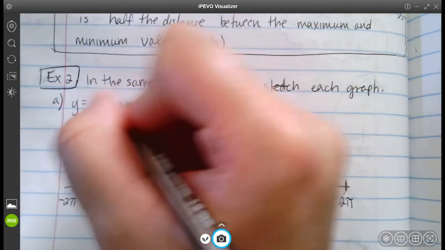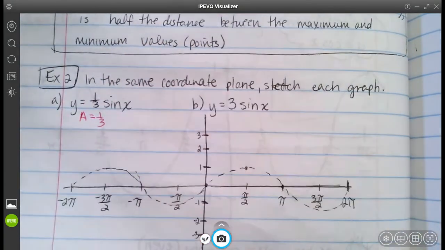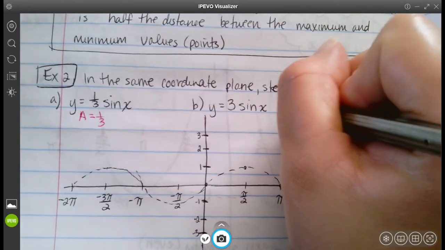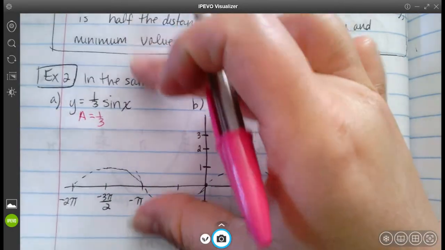I'm going to go ahead and sketch each of these two. We'll note that the amplitude for this one, I'm just going to put A, is equal to 1/3, and the amplitude for this one is equal to 3, which means that this one is going to be squished closer.